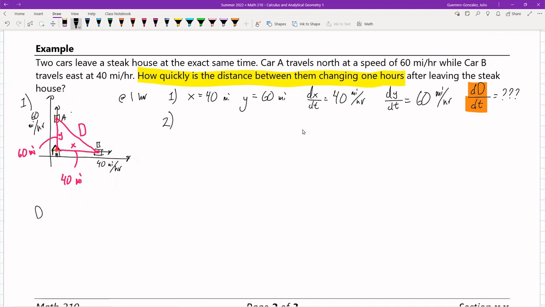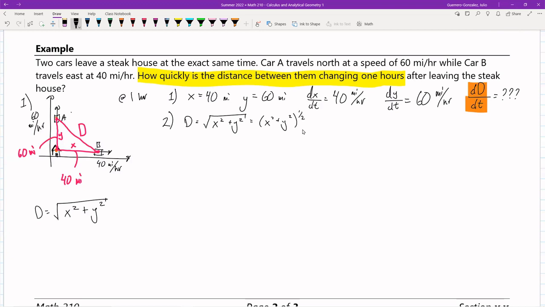So the distance, that big D that we have there, is going to be equal to the square root of x squared plus y squared. This relates all of our stuff. So D is the square root of x squared plus y squared, which is equivalent to, I'm going to change it so we can do some calculus on it, x squared plus y squared to the 1/2.